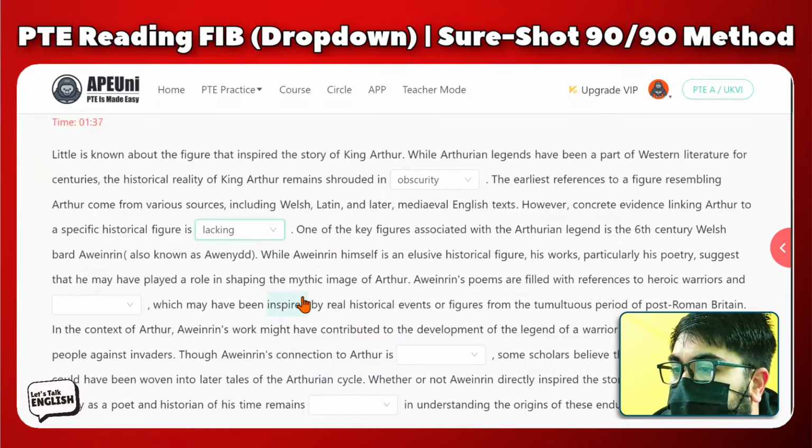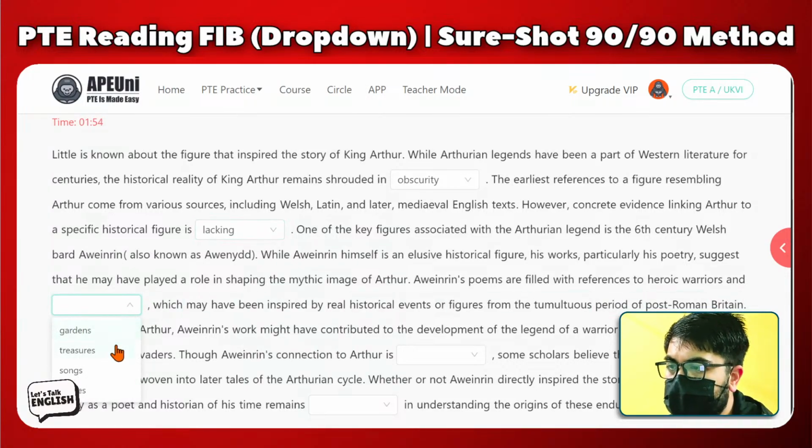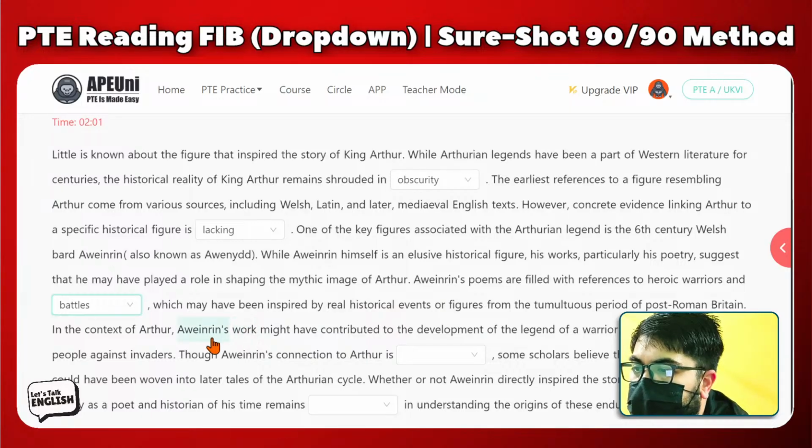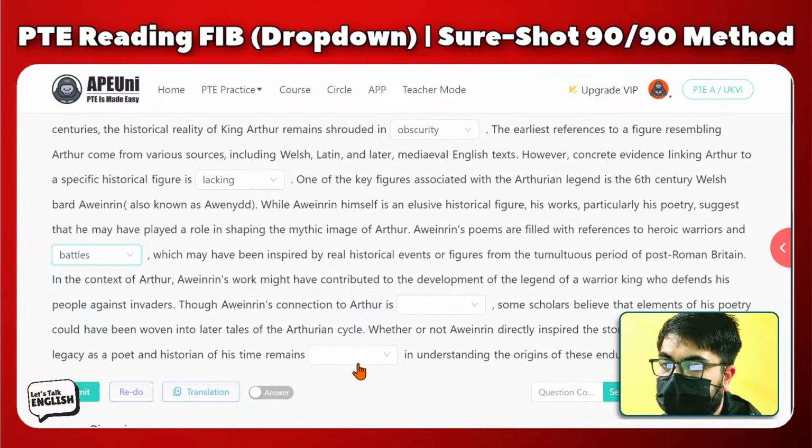Okay. Aurelian poems are filled with references to heroic warriors and soldiers, which may have been inspired by figures from the tumultuous period of post-Roman Britain. Okay, so something that goes with warriors. Gardens, no. Warriors, no match. Treasures, no match. Songs, no match. Battles. Okay. Aurelian's work might have contributed to the development of the legend of a warrior king who defends his people against invaders. Though Aurelian's connection to Arthur is unknown.